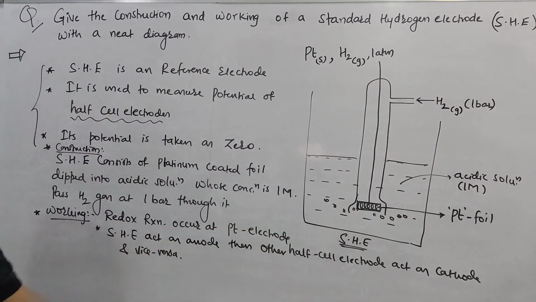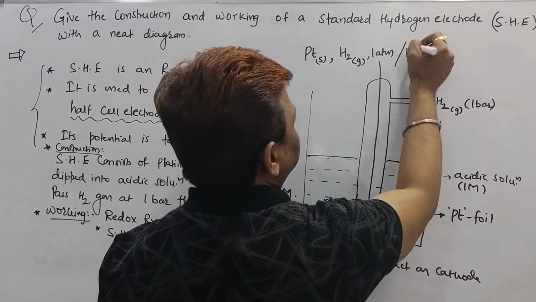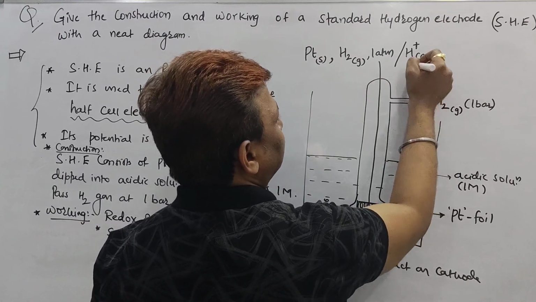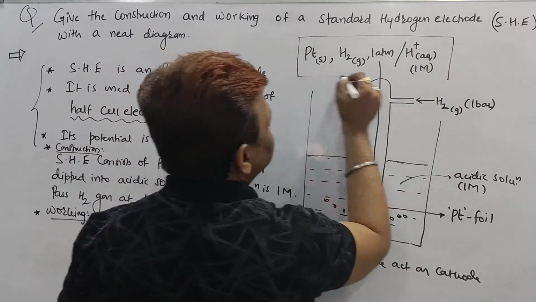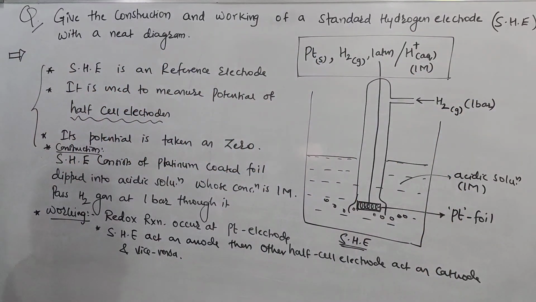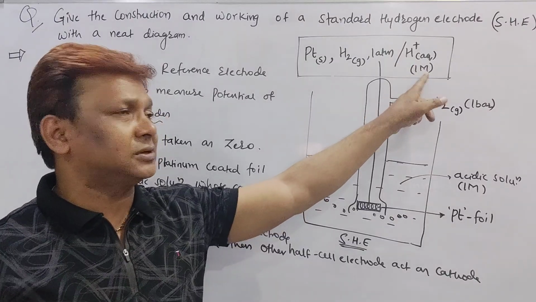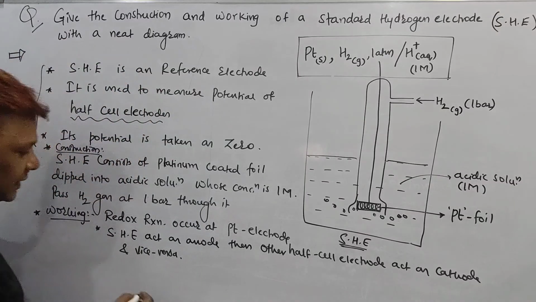And now it is dipped into the solution, beta, an acidic solution, correct? So now it is dipped into the acidic solution, H plus, aq, an aqueous solution whose concentration is 1 molar. This is the representation of the SHE. Is it clear, beta? Pt platinum, H2 gas at 1 atmospheric pressure, then acidic solution aq, whose concentration is 1 molar. And if you want, we can write the reaction.